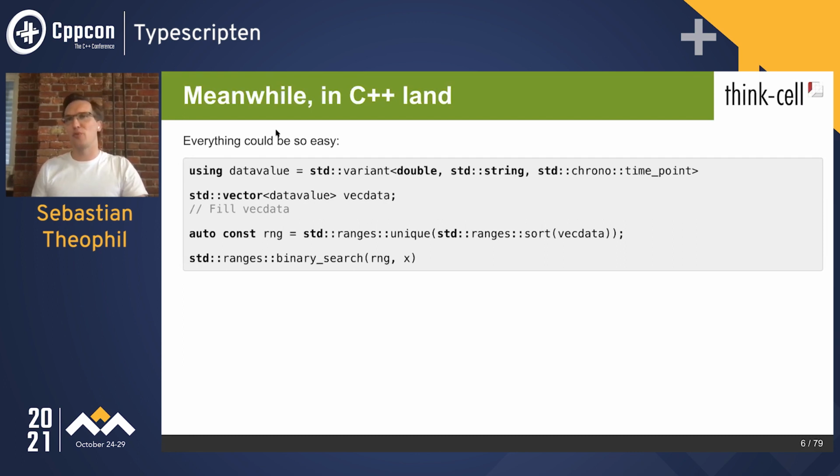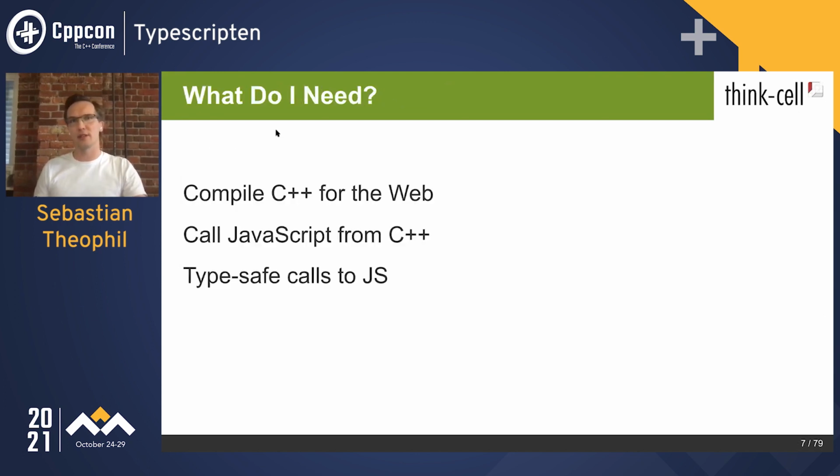So what do we need to write a web application in C++? Well, we need three things. First of all, we need to compile C++ so that it can run in a web browser somehow. Then we want to have a way that we can call JavaScript from C++ because we want to manipulate the website. We want to manipulate the DOM tree, for example, and the JavaScript APIs are the way to do that. And last but not least, ideally, we want those calls to be somehow type safe, just because that's what we are used to from C++.